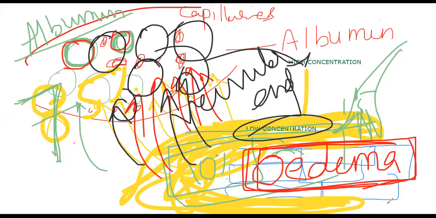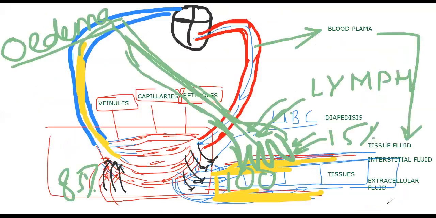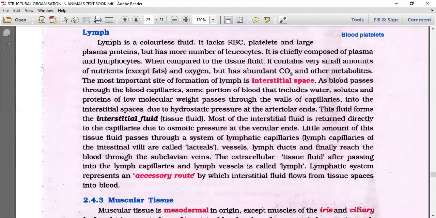The names will come in the next second-year body fluid circulation chapter. Imagine this is going to be the subclavian vein. Actually, the subclavian vein comes from our hand and goes to the heart, collecting blood from all four limbs. So our lymphatic ducts are going to join with it. The extracellular tissue fluid, after passing into the lymph capillaries and lymph vessels, that 15% fluid which is collected by the lymph capillaries, is called lymph.